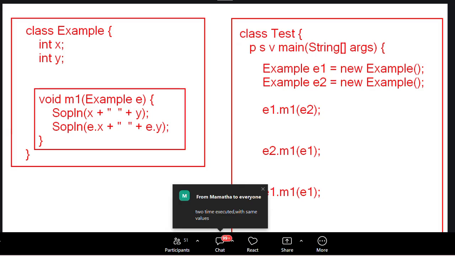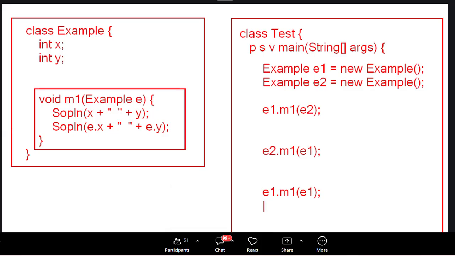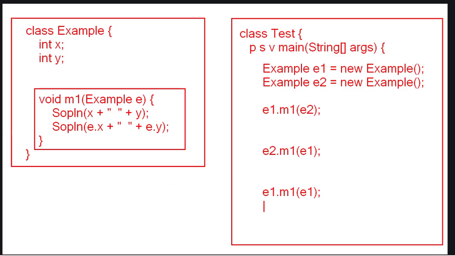The compiler and JVM don't have confusion. What does the JVM follow? this.x, this.y. Who is there in this? E1. Read and print the E1 object. The second one is what? e.x, e.y. Who is in e? The same E1 object. Again, second time also, reading values from where? Same object. Are you following?